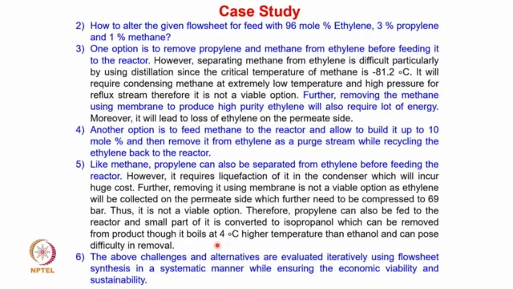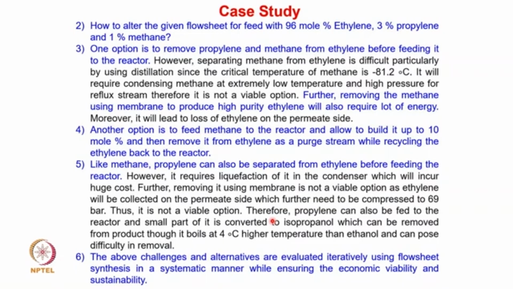So in this case we can send the propylene also to the reactor, similar to methane. If the propylene is sent as a reactant in the reactor, in that case it gets converted to isopropanol by reacting with the water, and this isopropanol we can separate in the distillation column later. The only challenge here is that isopropanol has a boiling point 4 degrees higher than ethanol, which will cause some difficulty, but still we can separate it.